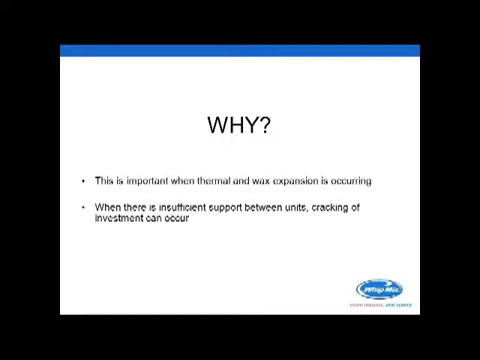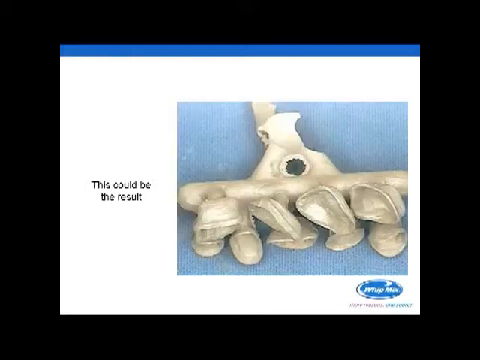It's important when the thermal and the wax expansion occurs that we don't get cracking. When there's insufficient support between the units, then the investment can crack, and this is what we get. We start getting fins that look like this. They're almost always in that vertical plane, or the plane in which there's the greatest amount of wax, either vertically or horizontally. So you want to be aware of that, and then vary your patterns.